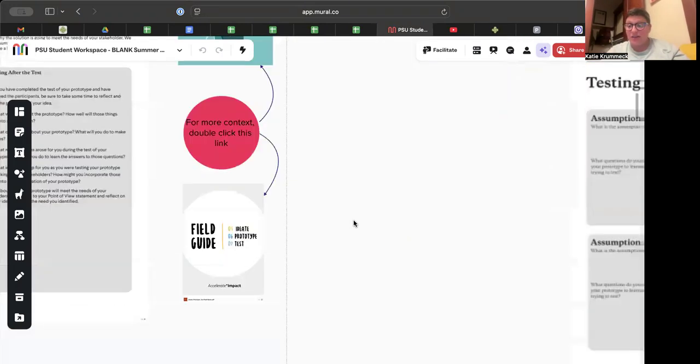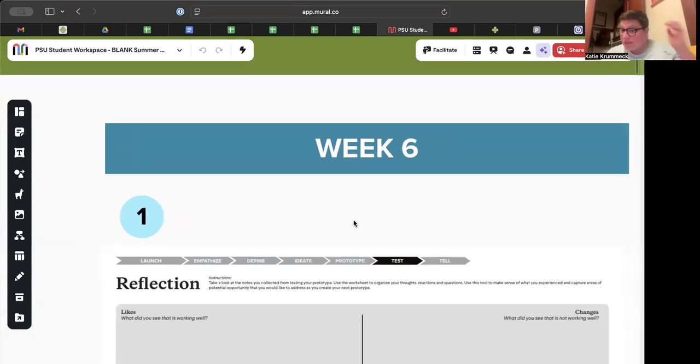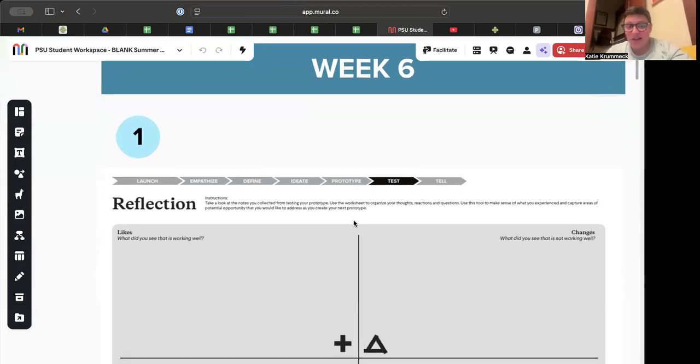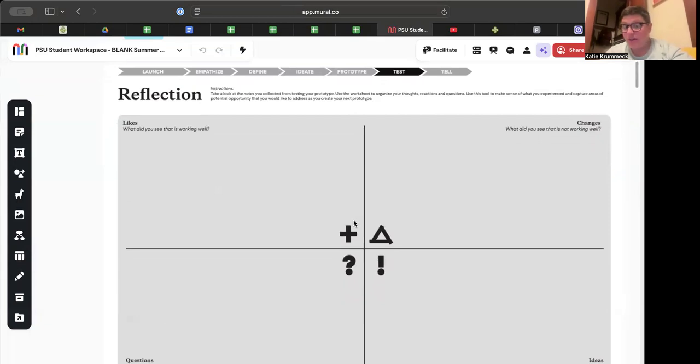So this week, your goal is to actually test that prototype with a real person. It could be the person you interviewed, it could be someone different. But you want to create that facsimile, the thing that's going to test your idea, and you want to put it in the hands of the person that is testing. After you test, you're going to get feedback from them, and you can capture your feedback here.